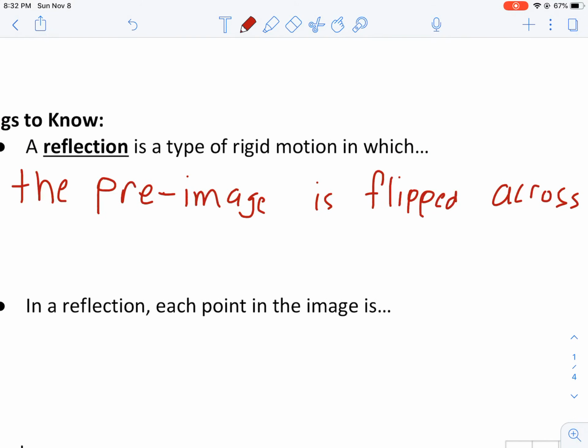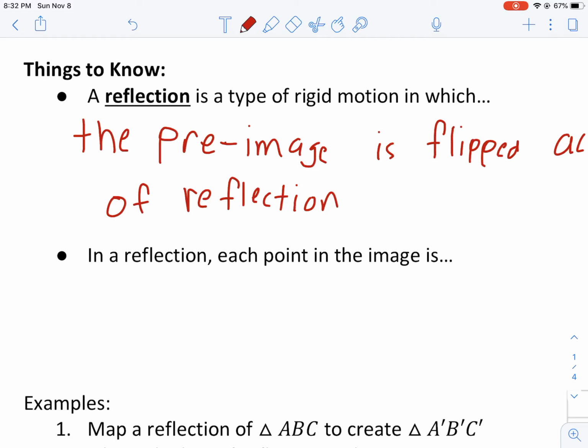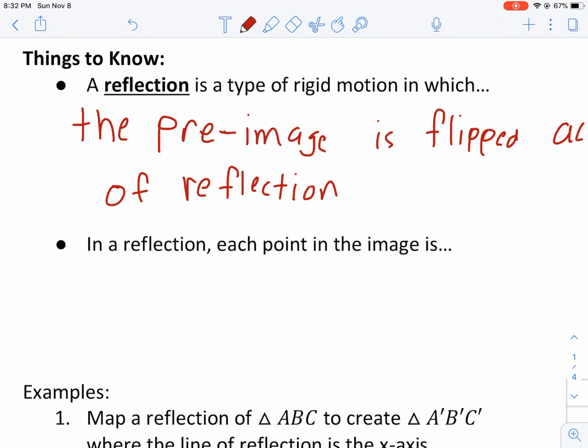So you may have done a reflection before, maybe in 8th grade, possibly. But basically what happens is every single point is going to flip across the line that we call the line of reflection. And the key is that each point in the image is going to be the same distance away from the line of reflection as your original points.